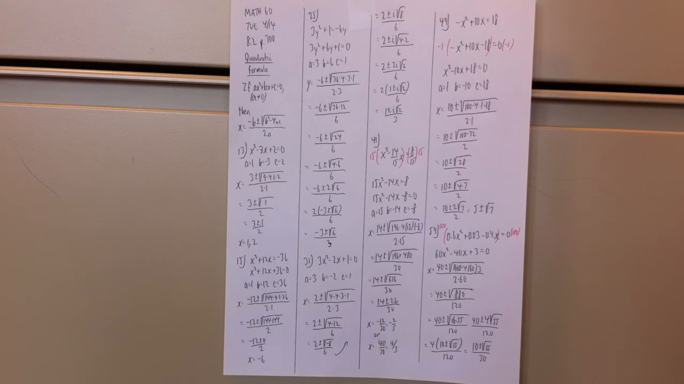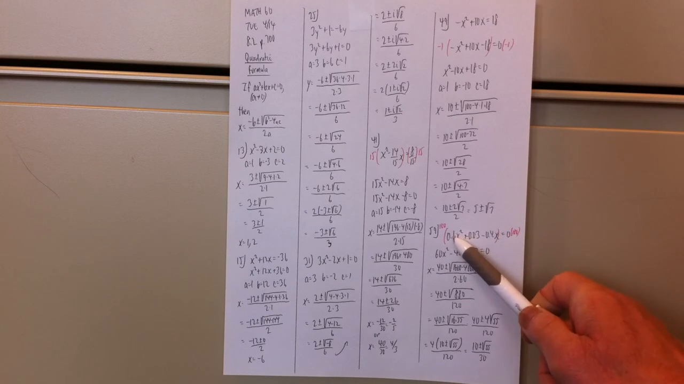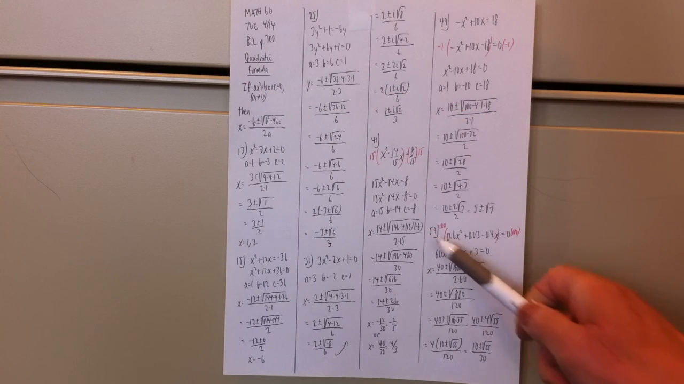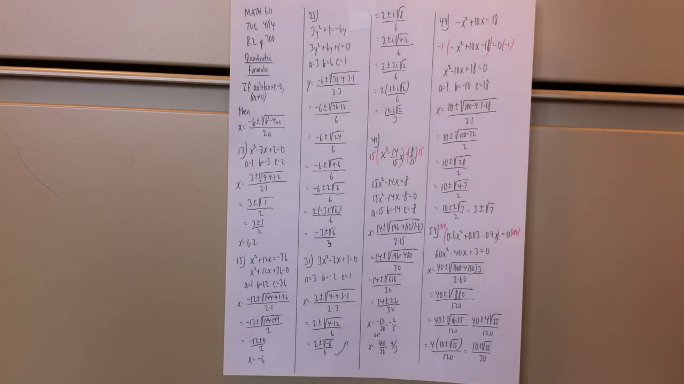They're all integers. So multiply this by 100, 60x squared. Multiply this one by 100, negative 40x. I'm also putting it in order, x squared, then x, then number, to make it look like standard form. And 100 times 0.03 is 3. So now I have it in standard form. 60x squared minus 40x plus 3 equals 0.